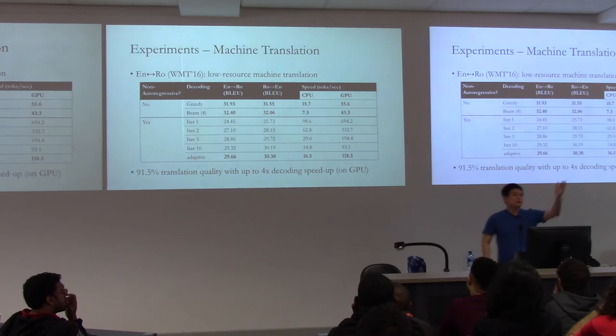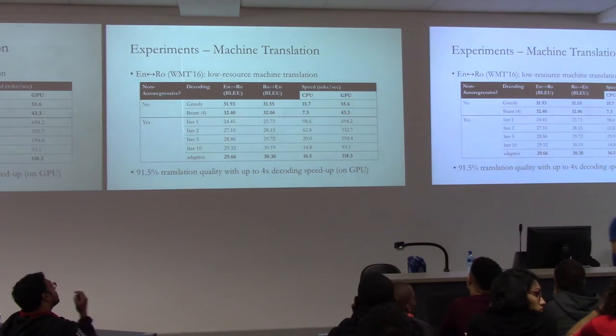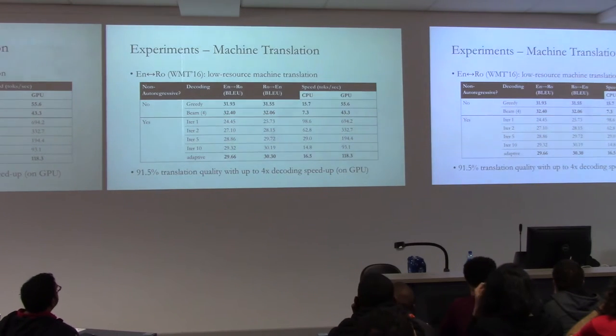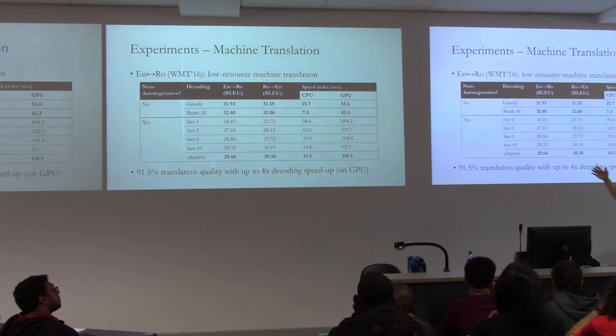Yes? So when you train a model from English to Romanian, do you have to use anything from when you train a model from Romanian? So you start with that? No, it's just a separate thing at the moment. So we have the two systems. One is going from English to Romanian, the other one is going from Romanian to English.